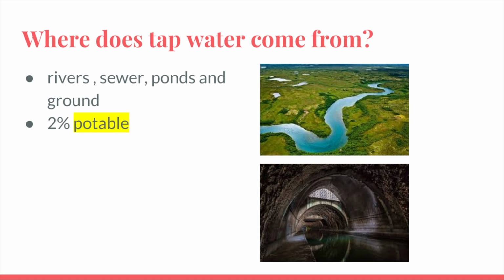Only 2% of the Earth's water is potable. Potable is one of your vocabulary words. All the vocabulary words will be highlighted in yellow. And potable means drinkable, safe to drink.